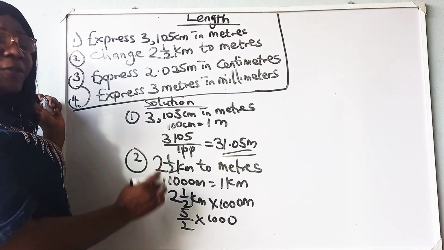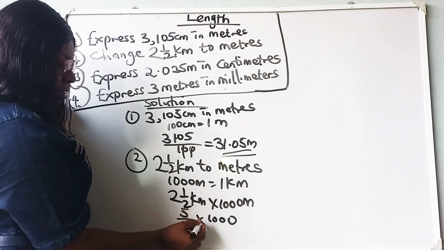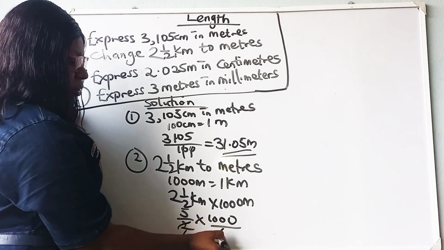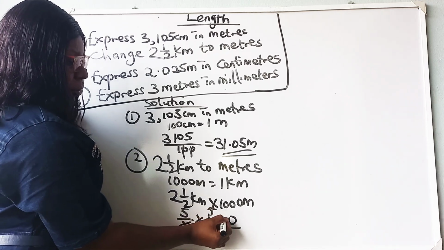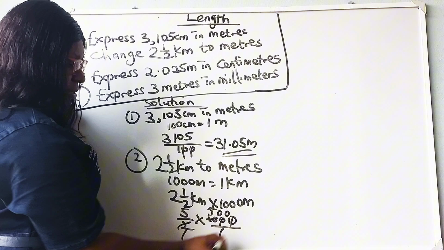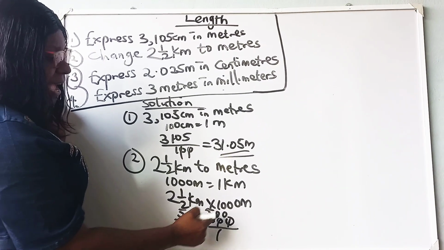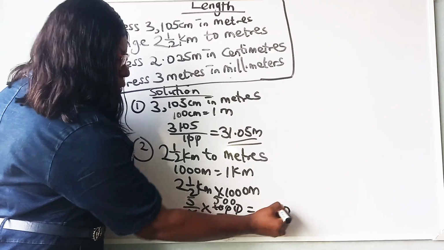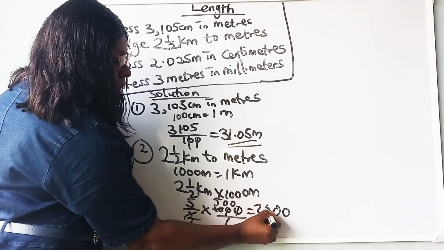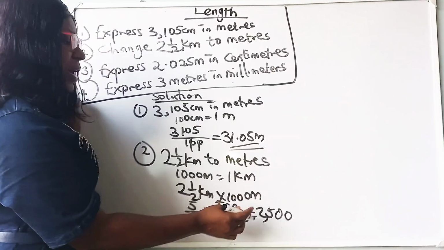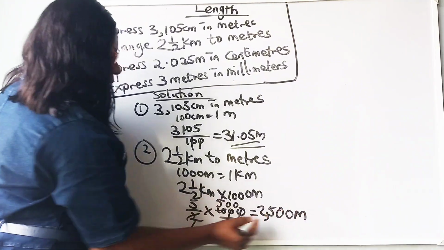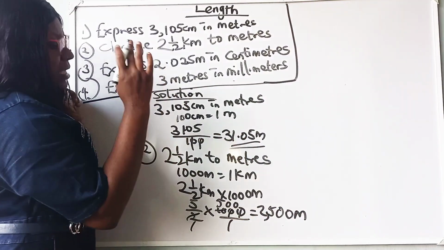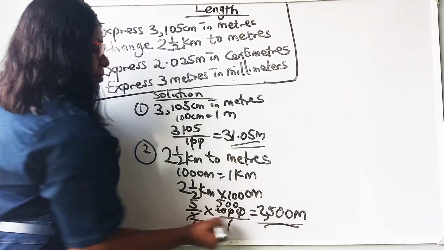Okay, now we're going to factorize. 2 will cancel itself here, 1. 2 will cancel 10 here, 5. We'll cancel 0, 0. We'll cancel 0, 0. So we have here 5 times 500, which is 5 times 5 gives us what? 25. So we have 2,500 what? Meters. So 2.5 kilometers to meters is 2,500 meters.